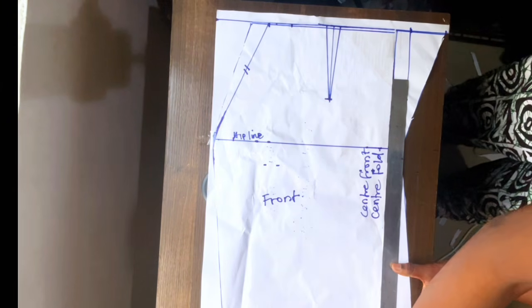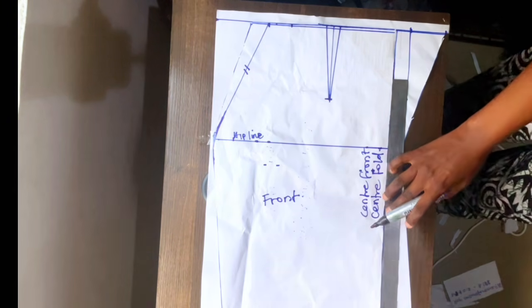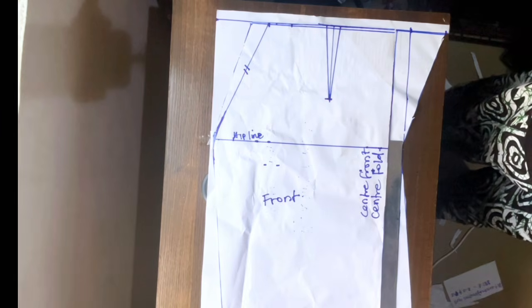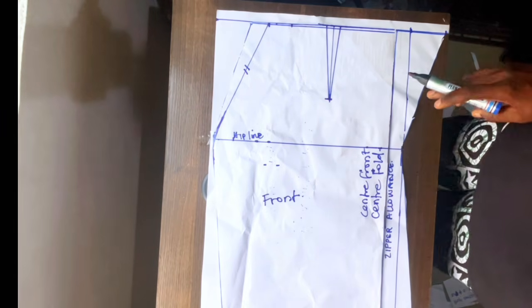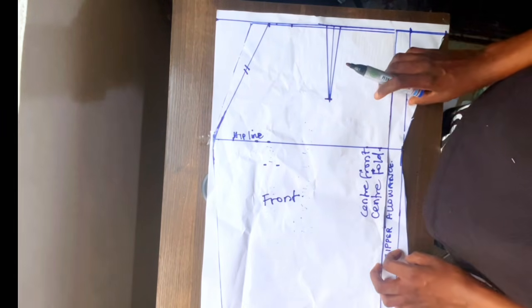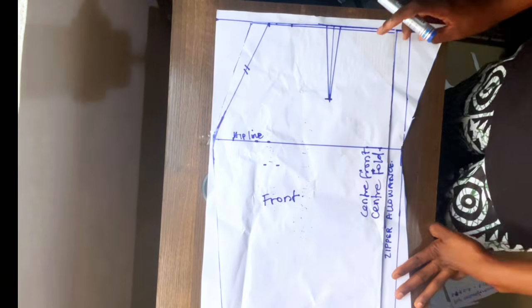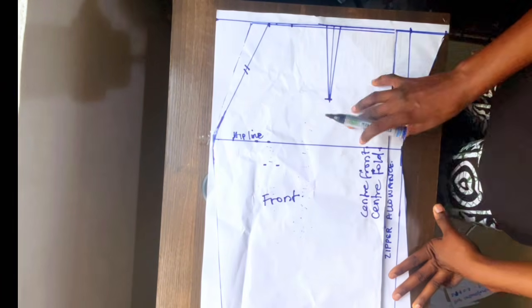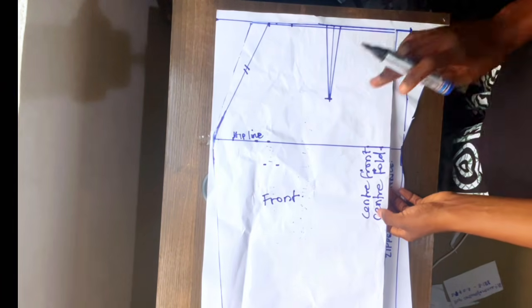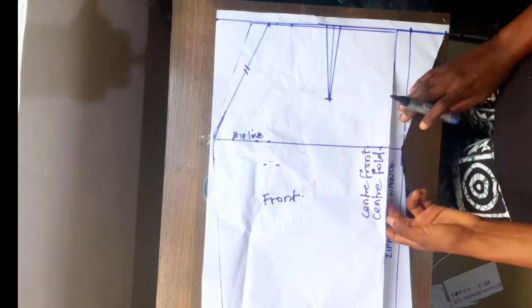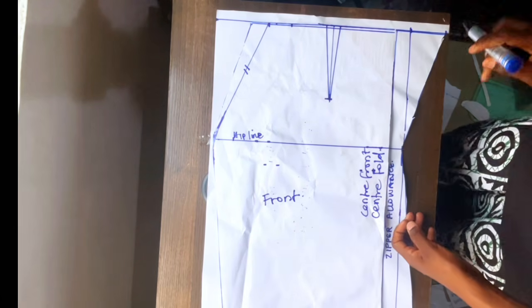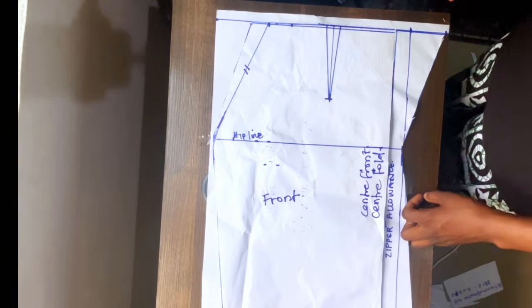So now this center fold that goes on the front is the same center, but this back piece will not be cut on fold. The back piece will be cut as two separate pieces because it's going to be joined separately, while the front is going to be cut as one piece. So all we just need to do now is to mirror all measurements here.